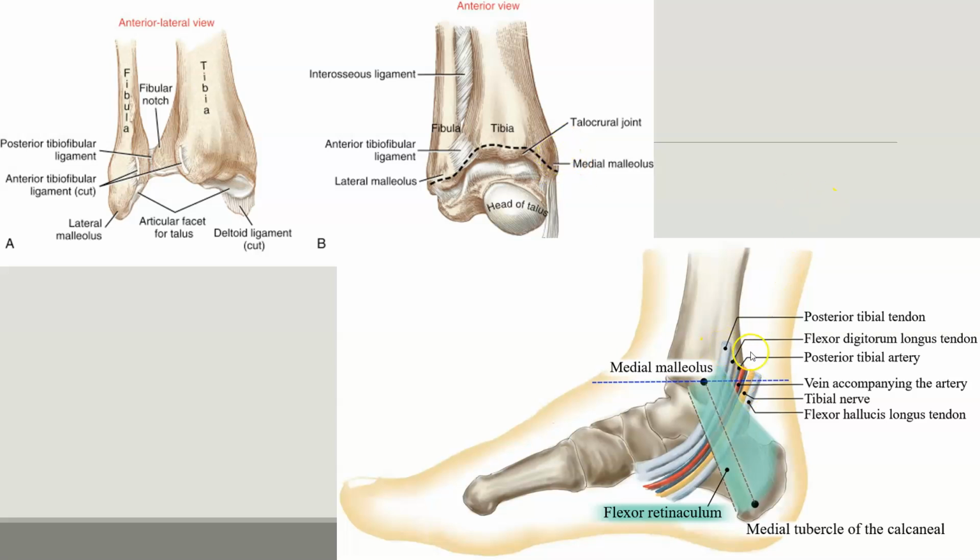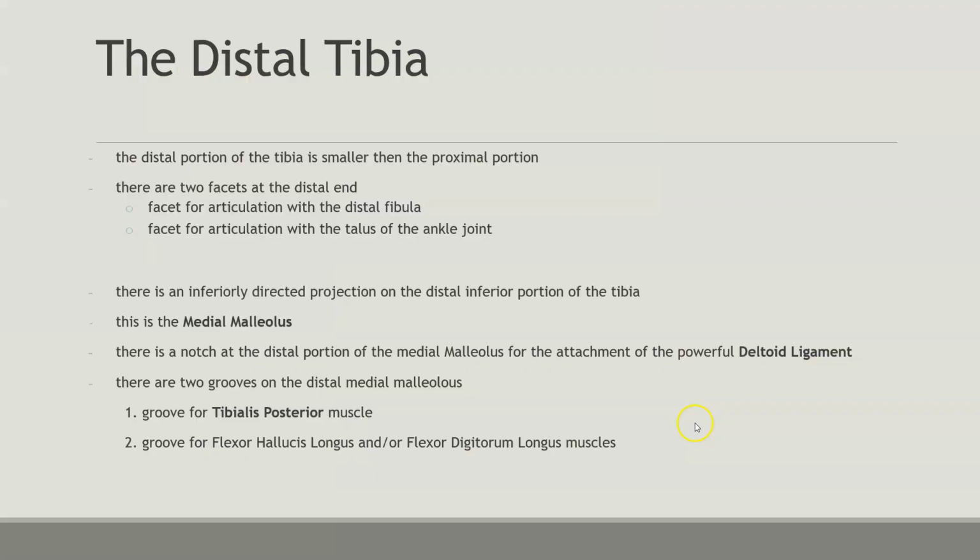We can take note that posterior to the medial malleolus, there are quite a lot of structures, tendons, nerves, blood vessels and lymph, that actually pass posterior to the medial malleolus. There's a fair amount of stuff that uses this medial malleolus as a pulley. So we say that there are two grooves on this distal medial malleolus.